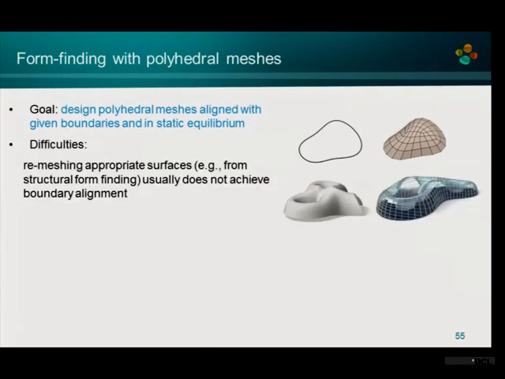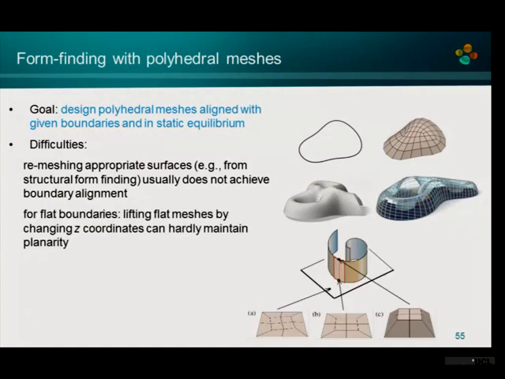Why is this not so easy? We could, of course, do what I have just said: having a boundary, we use standard form finding and get the form, and then remesh, say with a planar quad mesh. But then we will get something that is not aligned well with the boundary. So there we have a problem with the boundary.